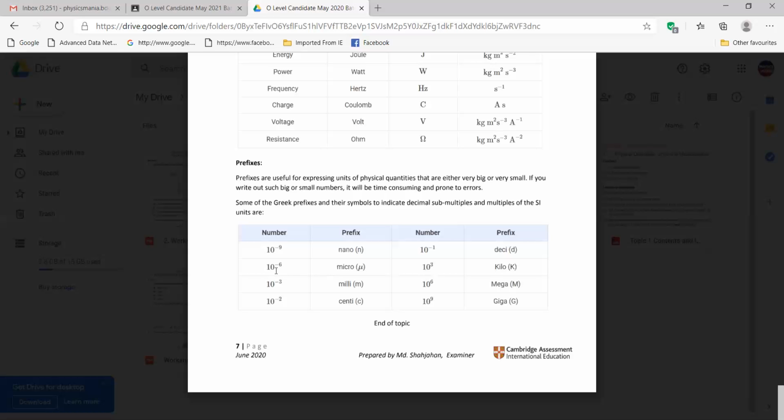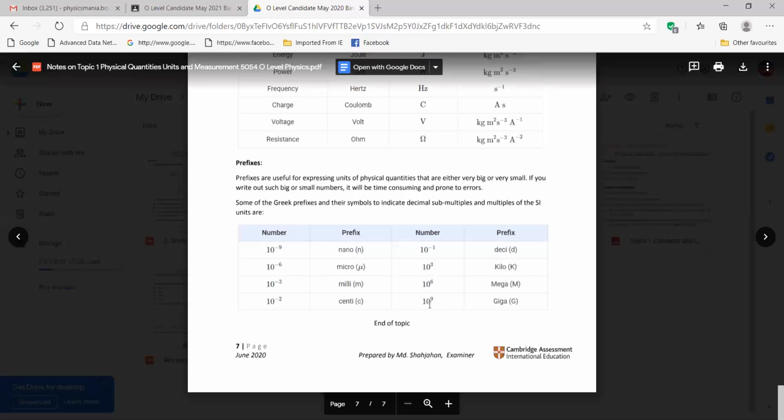Sometimes you will get the wavelength of the electromagnetic waves in nanometer or micrometer. That time we need it. Clear to you?